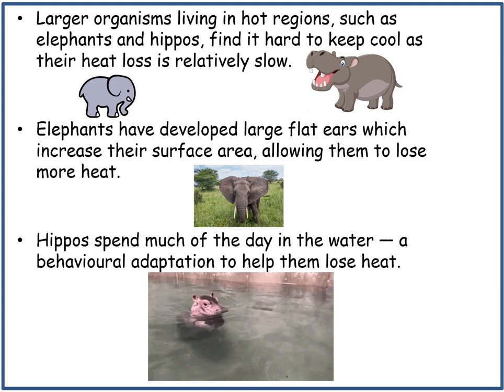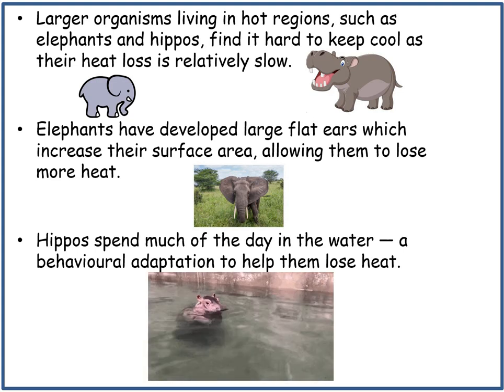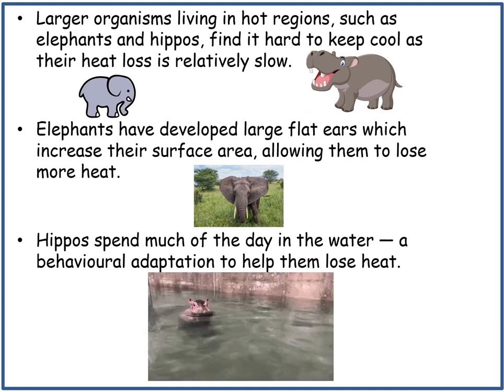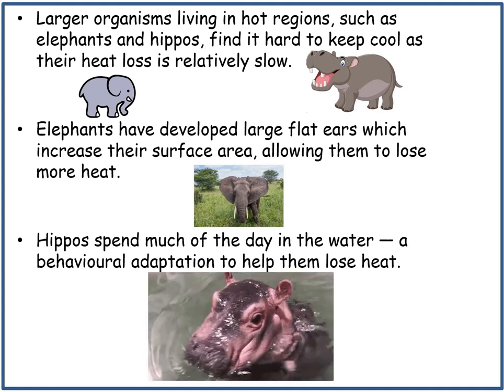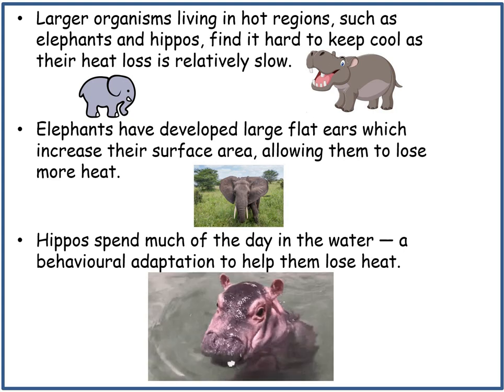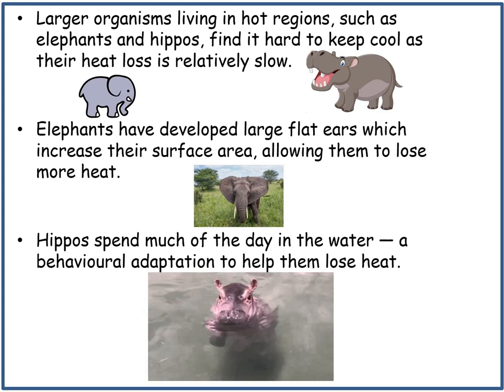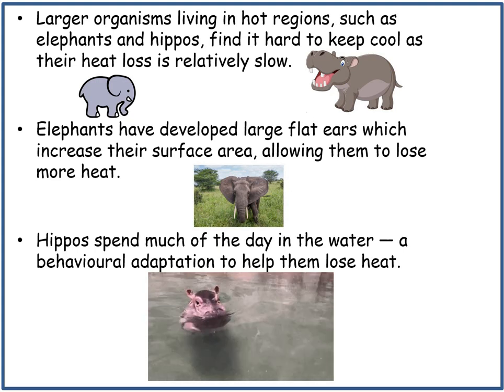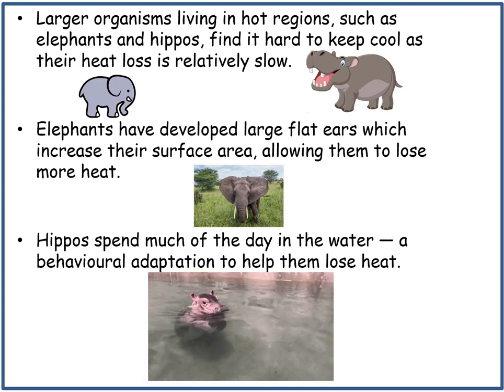Larger organisms living in hot regions such as elephants and hippos find it hard to keep cool because their heat loss is relatively slow. Elephants have developed large flat ears which increase their surface area, allowing them to lose more heat. And another behavioural adaptation is that hippos spend a lot of the day in water, which helps them lose heat.